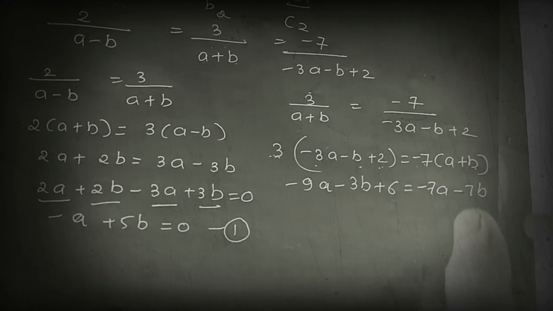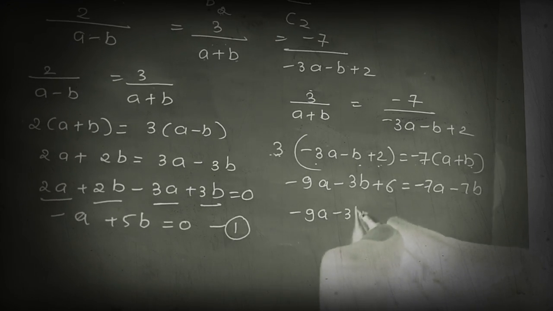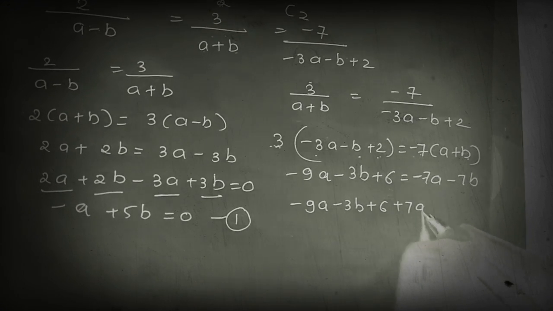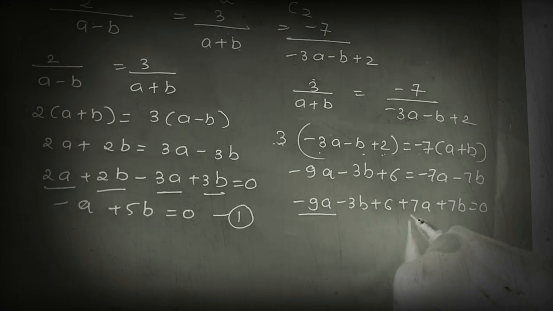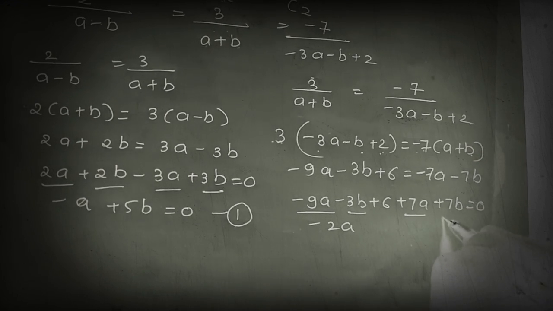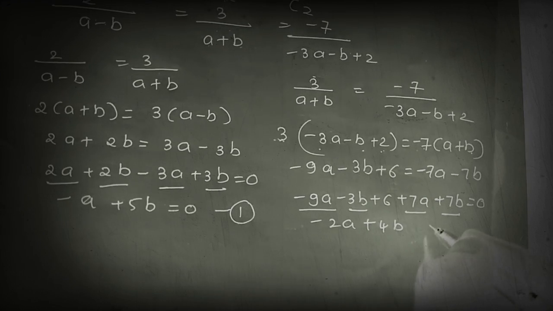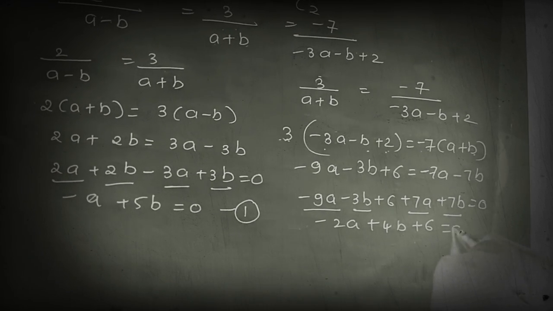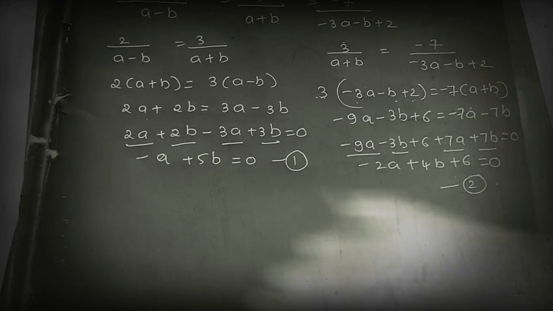So solve this. Bring these to this side. So minus 9a minus 3b plus 6 as it is, then minus 7a will be plus 7a, minus 7b will be plus 7b equals to 0. So this is minus 2a, then 7b minus 3b is plus 4b, and plus 6 equals to 0. So this is our equation 2 here.